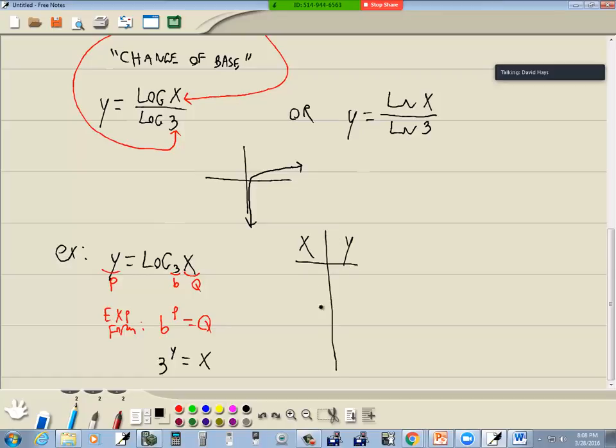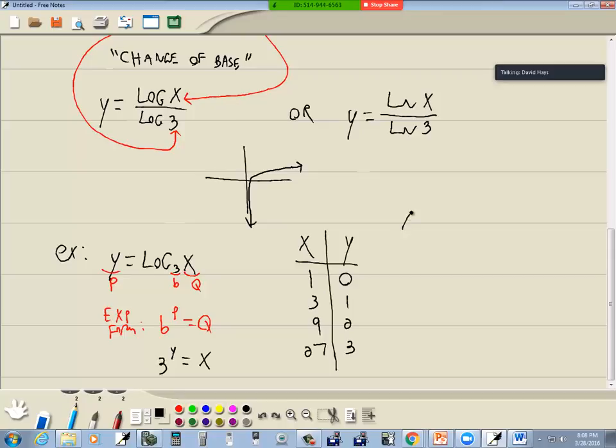What you do then is you create a t-chart, and it'd be best to start with the y's. So I put 0 in, 1, 2, 3. If I put 0 in for y, I'd have 3 to the 0, which is 1. If I put 1 in for the y, I'd have 3 to the first, which is 3. If I put 2 in, I'd have 3 squared, which is 9. I'd have 3 to the third, which is 27. Now I'm out of space here.